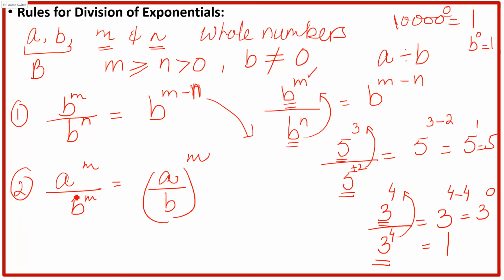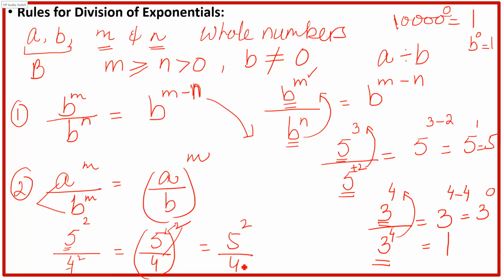And the second theorem is, if we have different bases but the same power. See, different bases. If we have 5 square here, here we have 4 square. Here we have 5, here we have 4, but the exponents are the same. So we can write 5 over 4 whole exponent 2, because this exponent now belongs to 5 and to 4 as well.